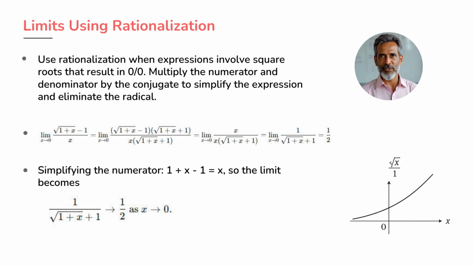So the limit simplifies to the limit as x approaches 0 of x divided by x times square root of 1 plus x plus 1. We can cancel x in numerator and denominator, leaving limit as x approaches 0 of 1 divided by square root of 1 plus x plus 1. Finally, substituting x equals 0 gives 1 divided by square root of 1 plus 0 plus 1, which is 1 over 1 plus 1, or 1 half. Visualize the graph of this function near x equals 0, showing the curvy behavior influenced by the surds. Rationalization is a neat algebraic tool for handling limits involving roots.